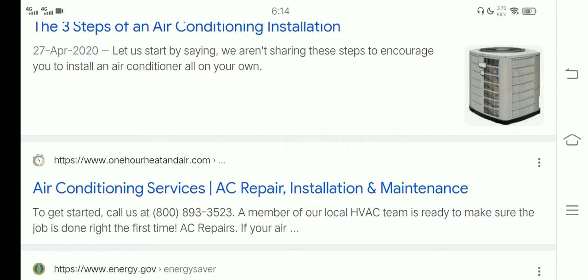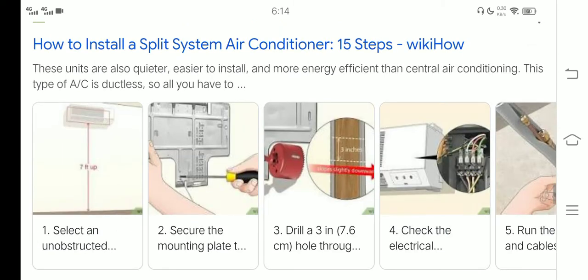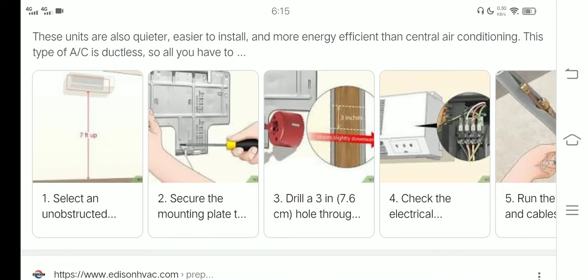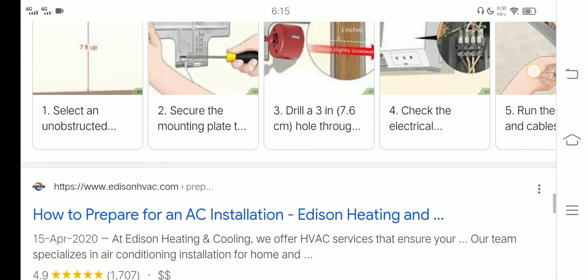How to install a split system air conditioner, 15 steps, wikiHow. These units are also cuter, easier to install and more energy efficient than central air conditioning. This type of AC is so all you have to.